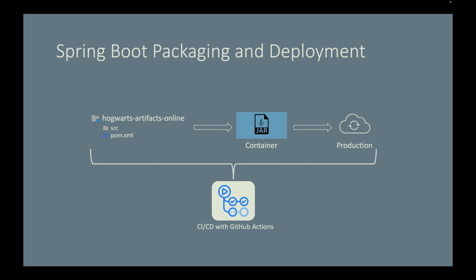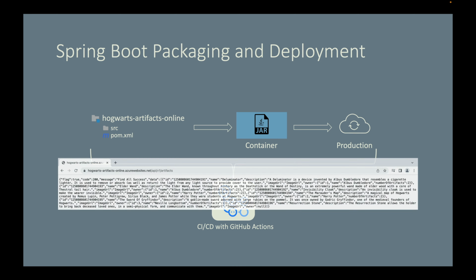In the previous videos, we built and packaged our Spring Boot application into an executable jar file, containerized the application into a Docker container, and then deployed this container to Azure Web App Service. By the way, you can find those videos in the description of this video. As you can see, the deployed Spring Boot application returns this JSON message as a response to this API call. Everything looks okay.